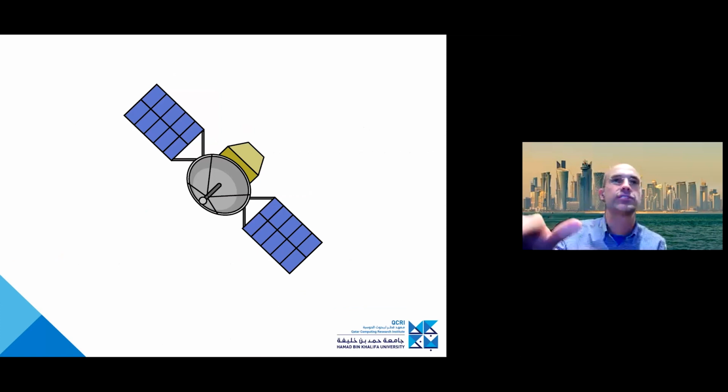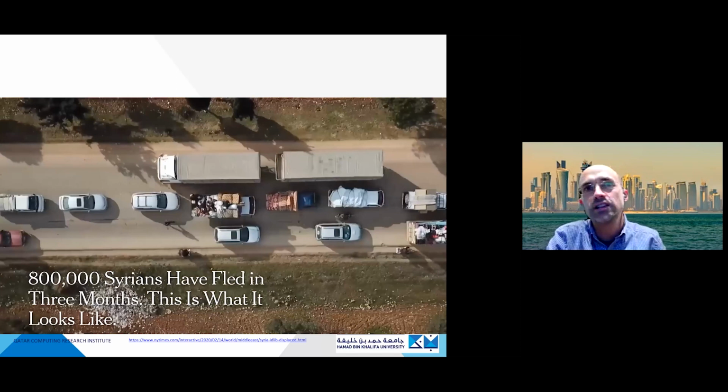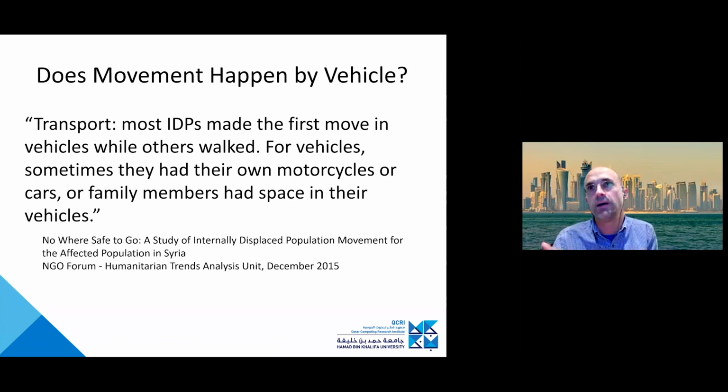The last data source on nowcasting relates to satellite imagery, right? So can we actually find traces of migration that are visible from space? And here we are mostly looking at the Syrian context, where a lot of people have fled, and we're interested, can we actually see this? First you should ask, do people actually flee by vehicle? And fortunately, it turns out that in the Syrian context, most people really leave by vehicle.